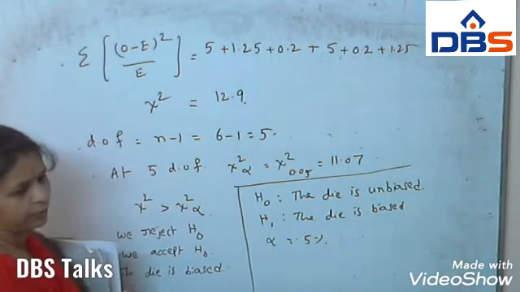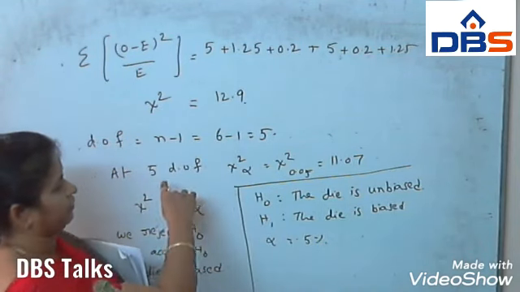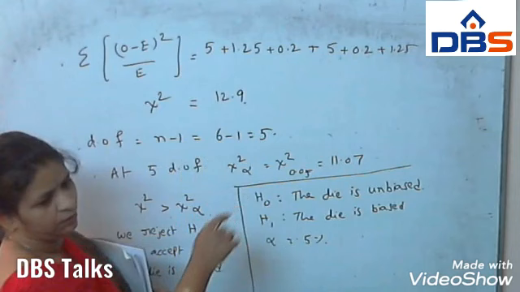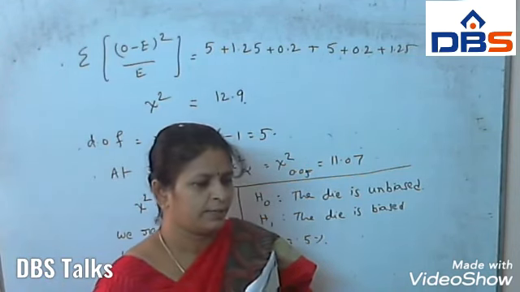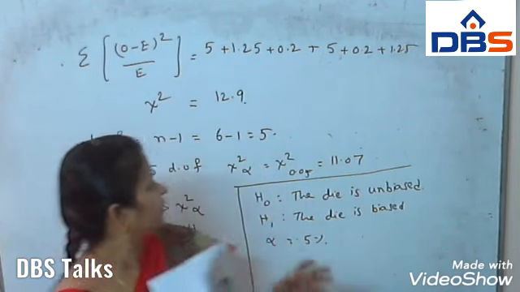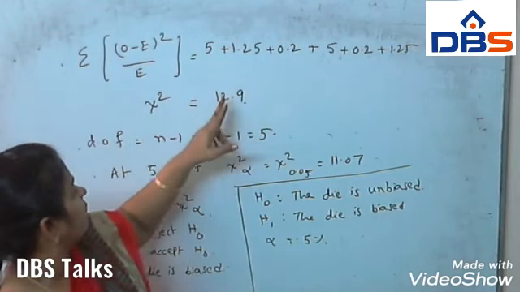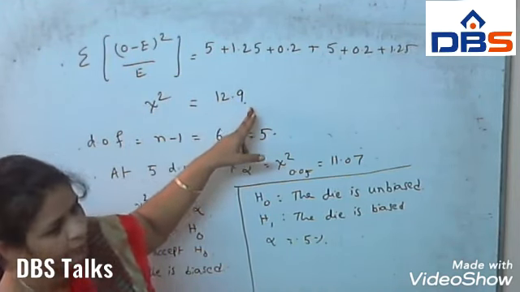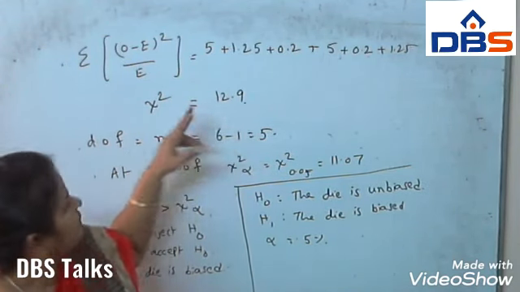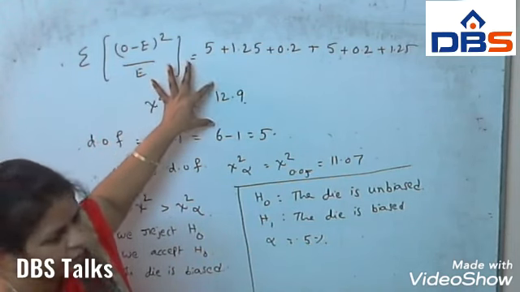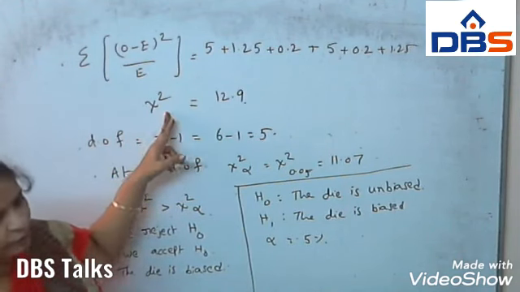After that, we have to compare observed values and expected values. For that, we have used a table: O, E, O minus E, (O minus E) whole square, (O minus E) whole square by E. So we are adding all the (O minus E) whole square by E values. From that, we got 12.9. So that is the chi square value. So chi square equal to 12.9. This is the value of chi square from the formula. So leave that. Next, we have to find the chi square value from the table.